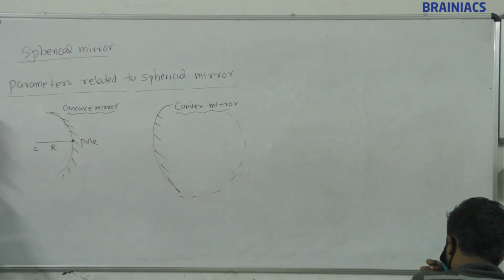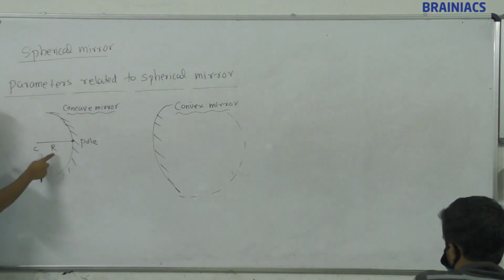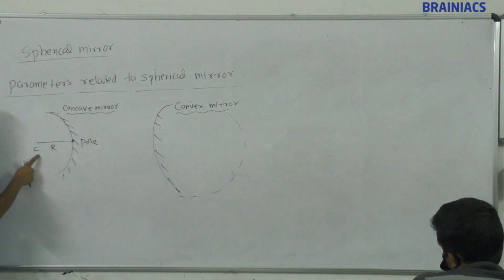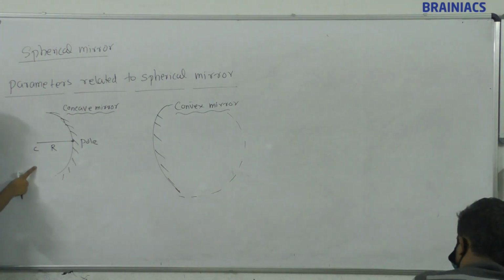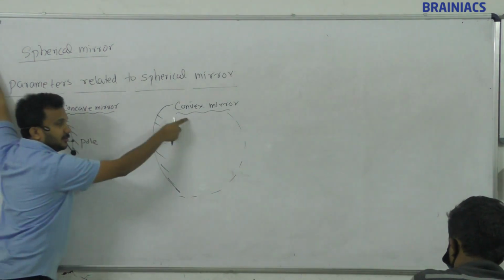Now onwards, every measurement we are taking from pole onwards. So pole, radius of curvature, center of curvature. One more term is there: focus, focal length, focal plane. That we'll see later. So understand two types of mirror, concave mirror and convex mirror.